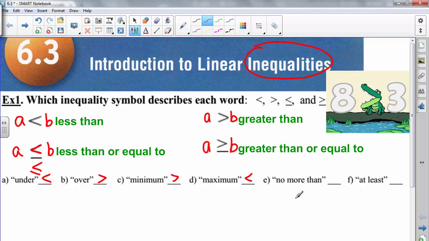No more than. For example, A is no more than B. That means A is less than or equal to B. No more than involves the equal sign. At least, this is the minimum value. If you know the age is at least 7, that means 7 is the youngest age, is the least. So the rest of the ages should be larger than 7 or equal to 7. So this at least also includes the equal sign.